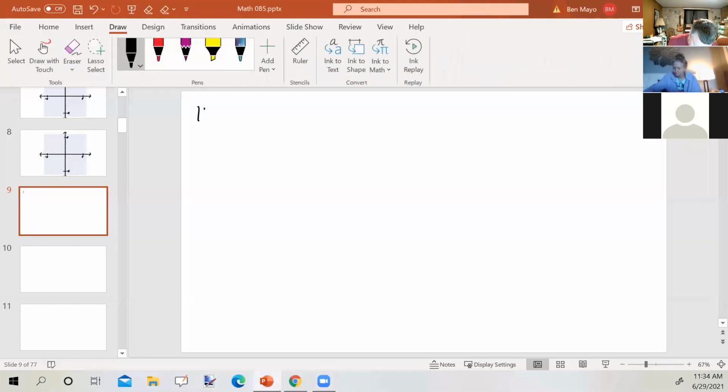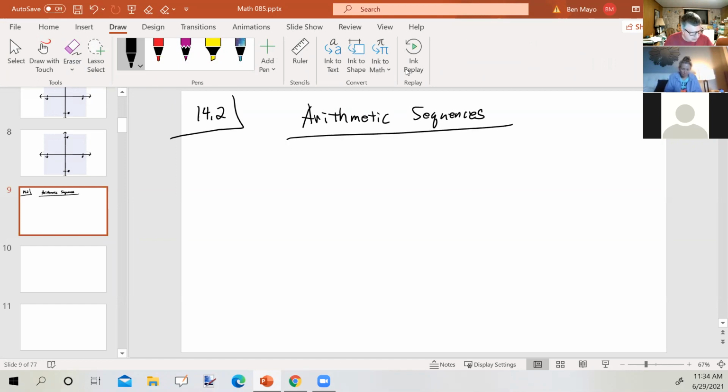So we're moving on to section 14.2. And I can find my glasses. Ah, here they are. Okay. We're going to be talking about arithmetic sequences. Arithmetic sequences. Okay. And let me just give you an example of an arithmetic sequence.